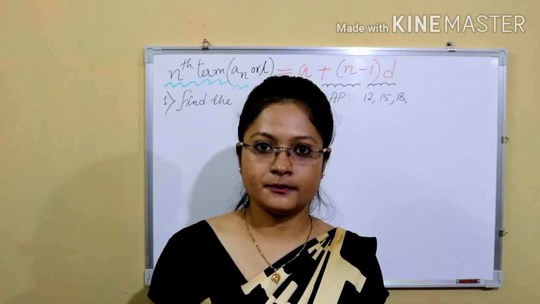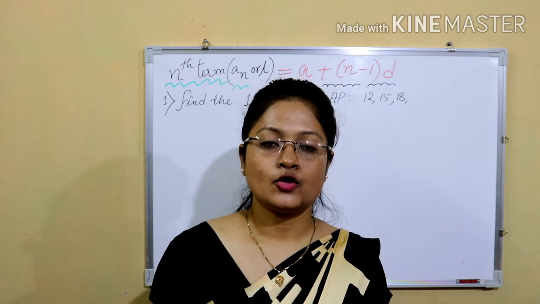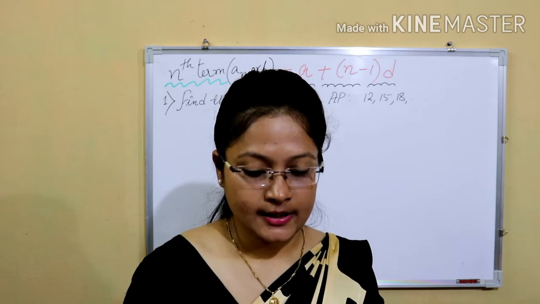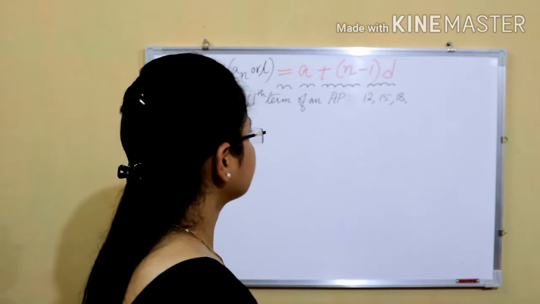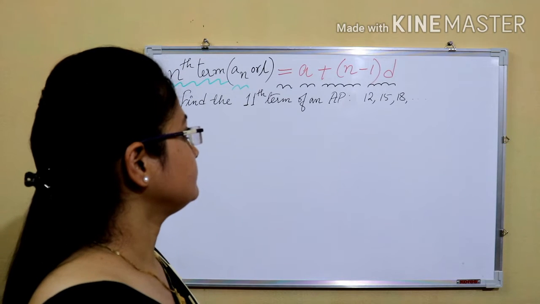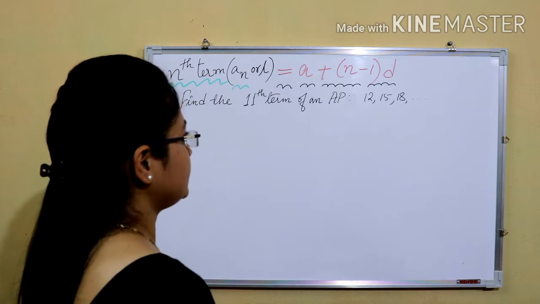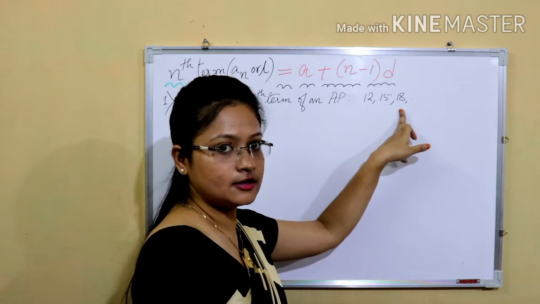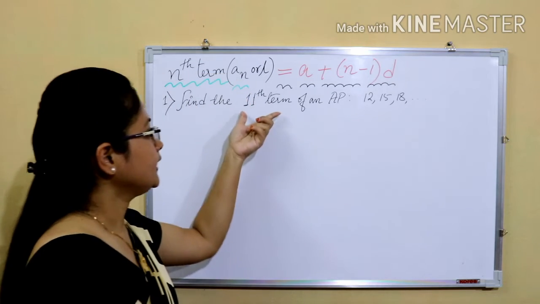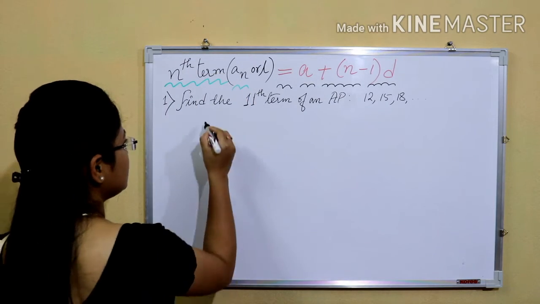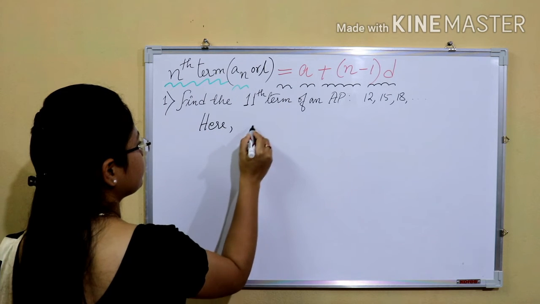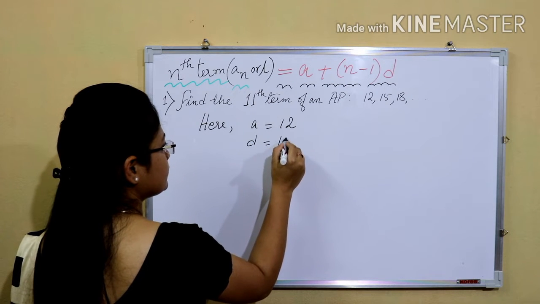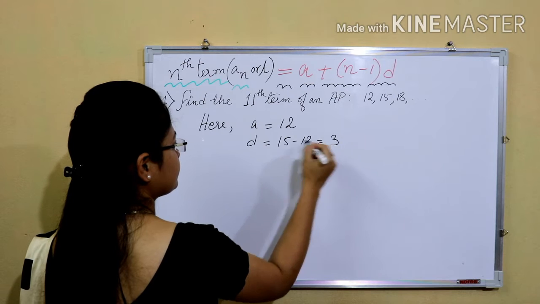If we know the first term A and the common difference D, we can find out any nth term of an AP. Let us take an example. Find the 11th term of the AP, that is 12, 15, 18. 12 is the first term, 15 second term, and 18 is the third term, and we are asked to find out the 11th term. So here A is 12, D is 15 minus 12, that is 3.